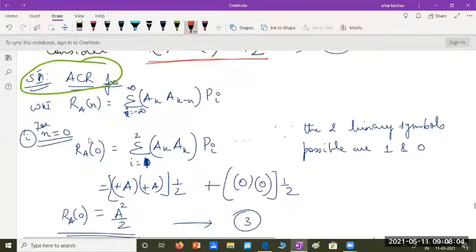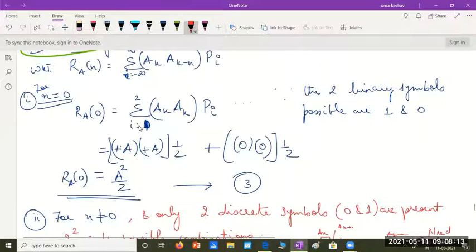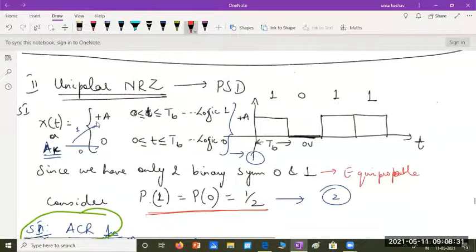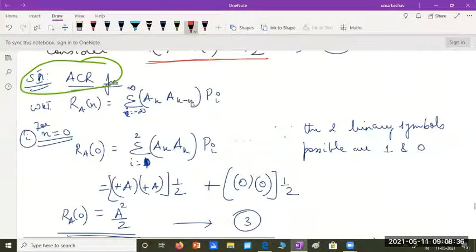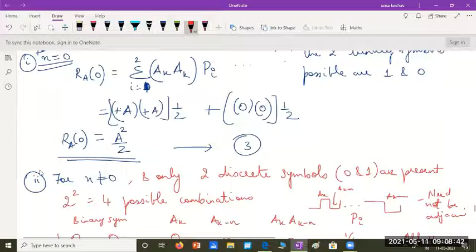Again, we usually find for N equal to 0 and then for N not equal to 0. For N equal to 0, we tried to find it. We got RA of 0 as follows. Since there are two possibilities only, what are they? The value of AK can either be plus A or it can be 0. And here this product becomes AK into AK because N is 0. With the probabilities we have listed, we got the autocorrelation function for N equal to 0 as A square by 2.